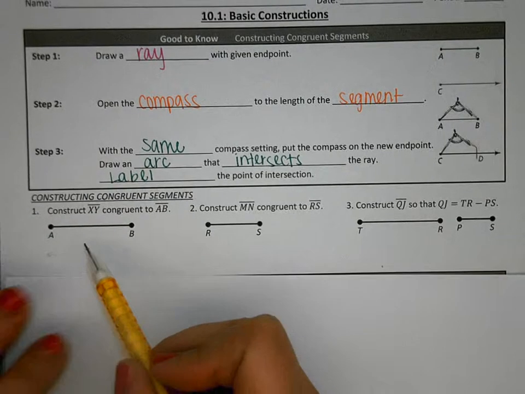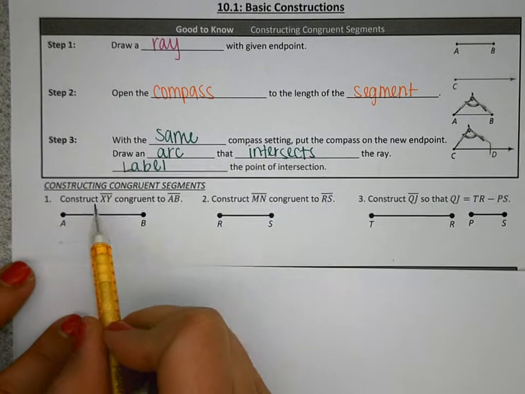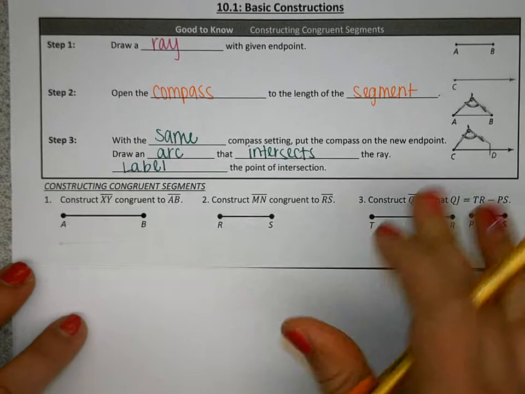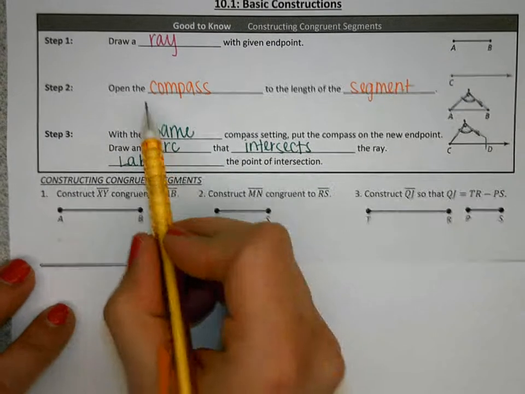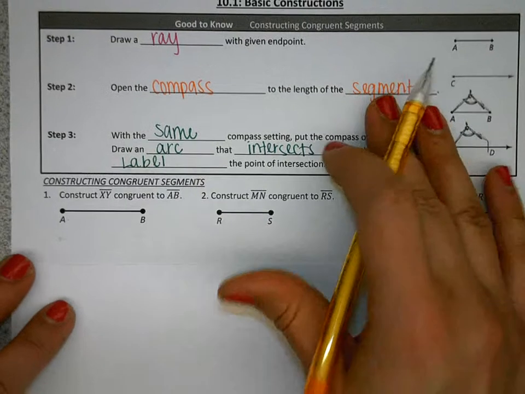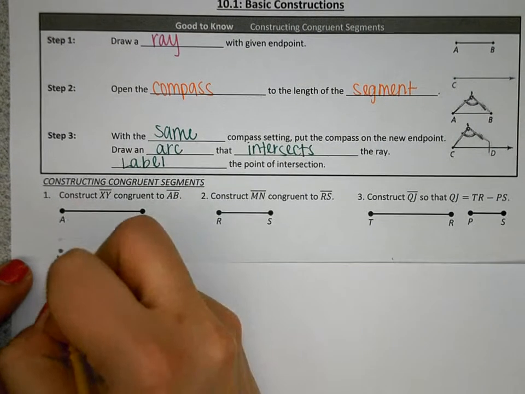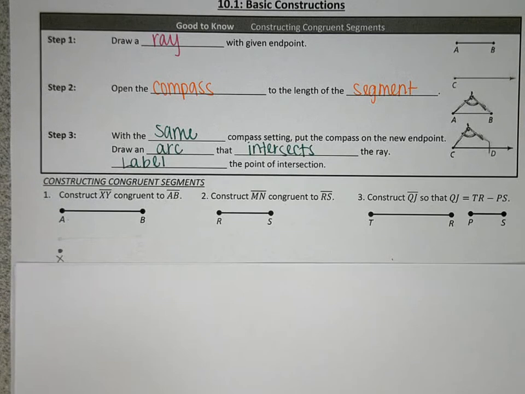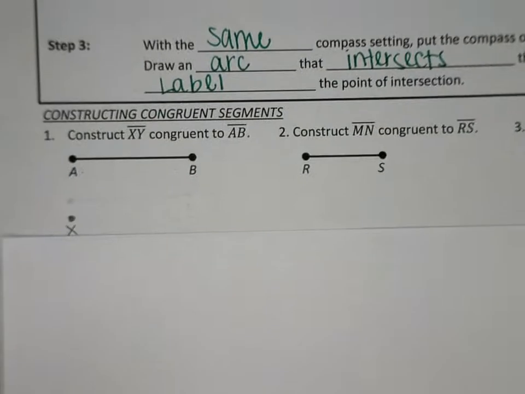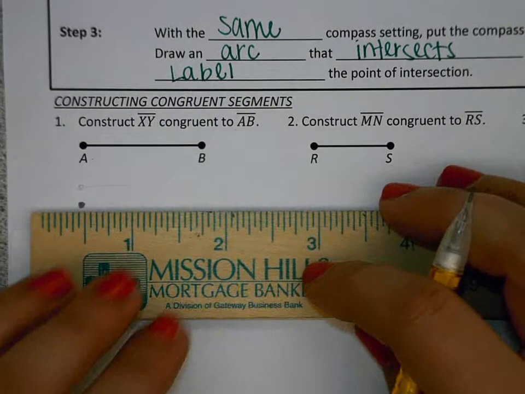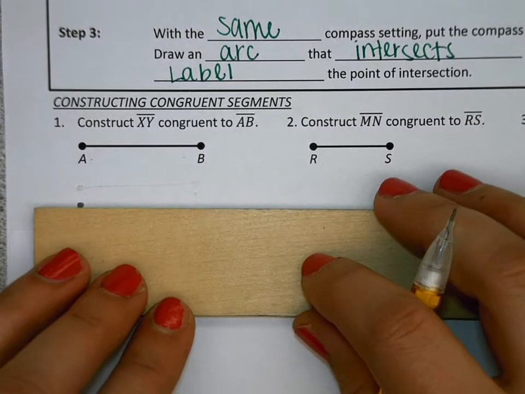Here are your instructions. We want to construct segment XY so that it's congruent to segment AB, which is the given segment. The first step is we draw a ray with the given endpoint. So let's draw an endpoint and name it X, because that's what they want us to name it. Using your straight edge, we're just going to draw a ray.